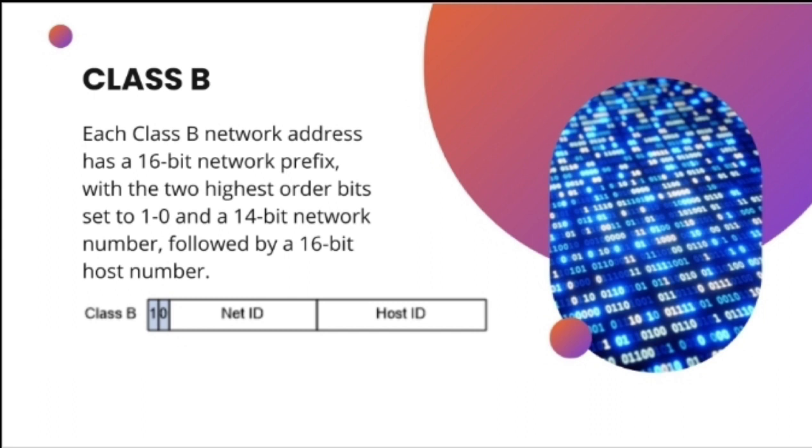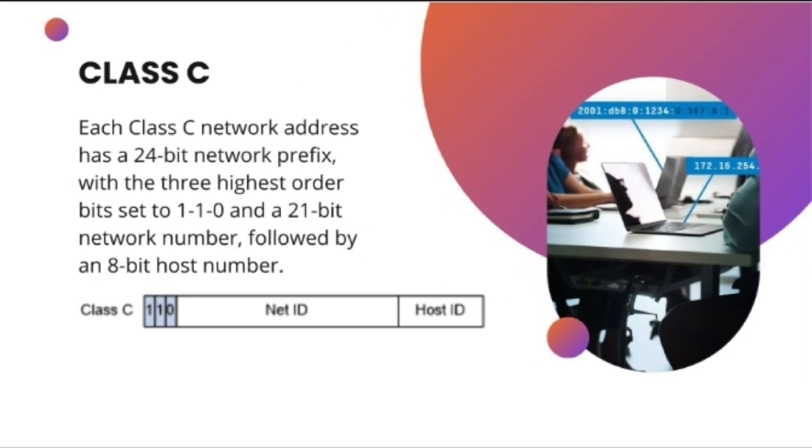An example of a Class B IP address is 168.212.226.204, where 168.212 identifies the network and 226.204 helps to identify the network host.